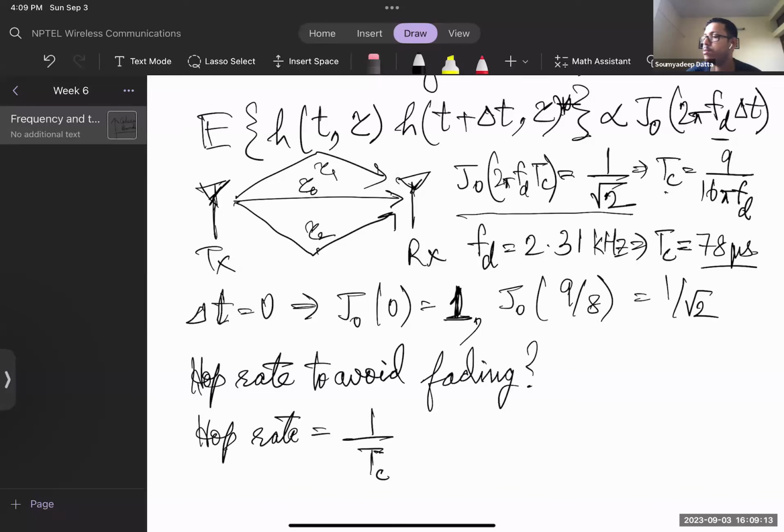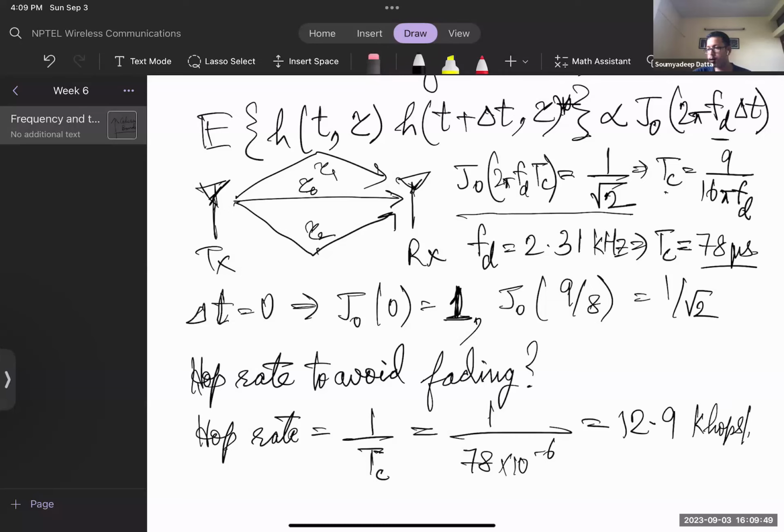Because after TC seconds, we are hopping frequencies. If we do the unitary method, we are hopping frequencies one time in TC seconds. So the hop rate is 1 by TC. I can simply plug in this value, 78 microseconds, and I get the hop rate. It's coming out to be 12.9 kilohertz, like kilo hops per second, maybe.